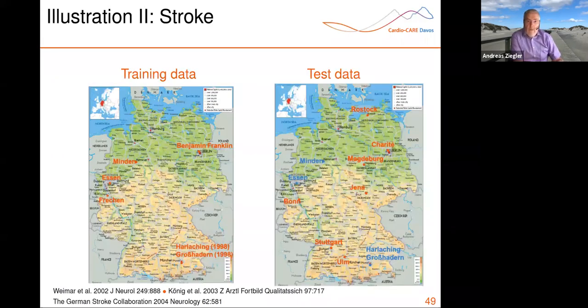When you look at one speciality of these data for the validation data or the test data, we had 11 hospitals. And what is marked here in blue are the hospitals that also participated in the first study when the training data were collected. So you can find Minden and Essen here, Harlaching and Großhadern, both hospitals within Munich. And you can see that a whole bunch of other hospitals, with a completely different population structure, participated in the validation study.